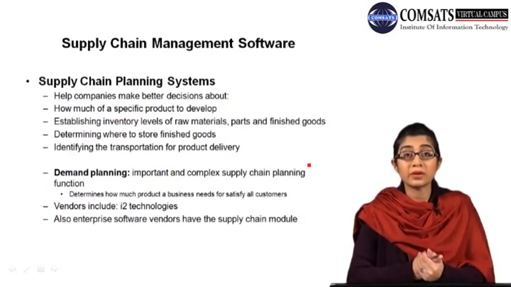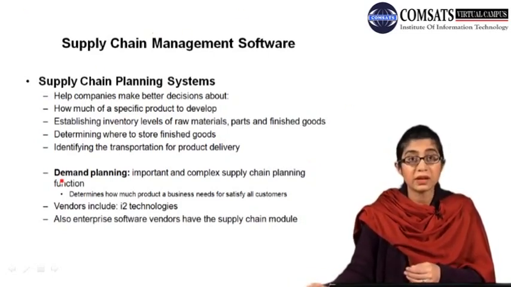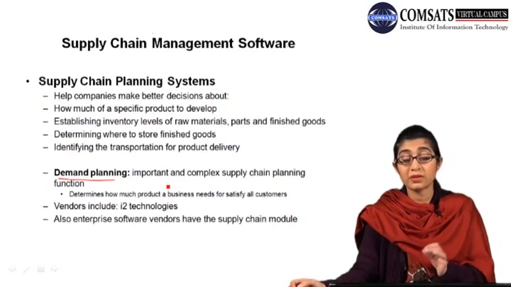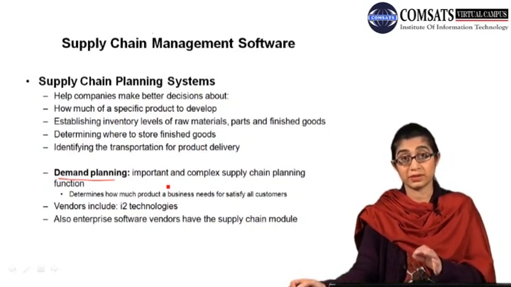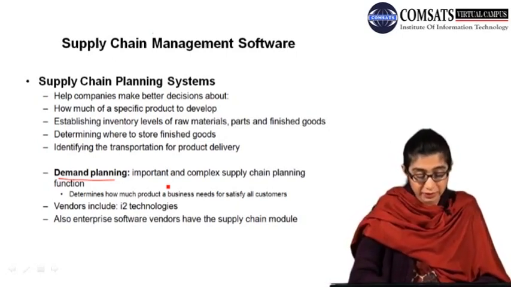A very important module in the supply chain planning systems is called demand planning. That is an important and complex supply chain planning function. What does it do? It determines how much product a business needs for satisfying all its customers. Right, let's look at an example of supply chain planning systems.